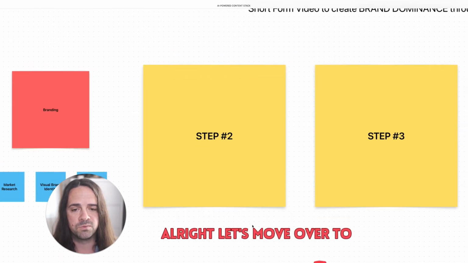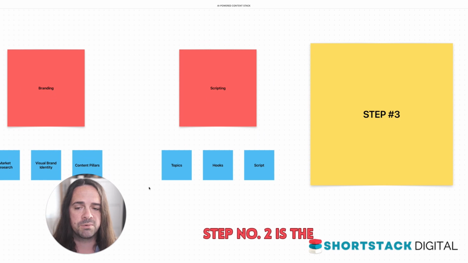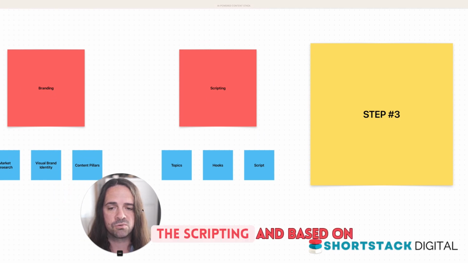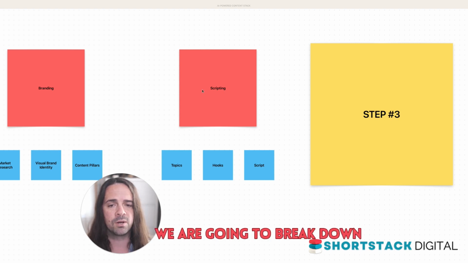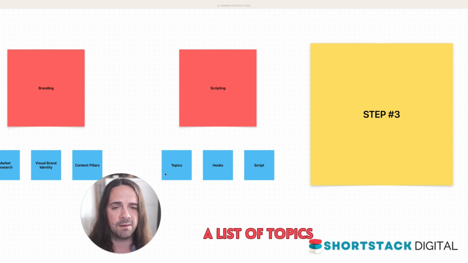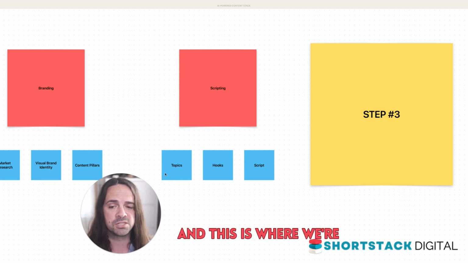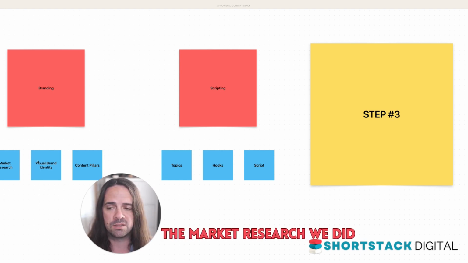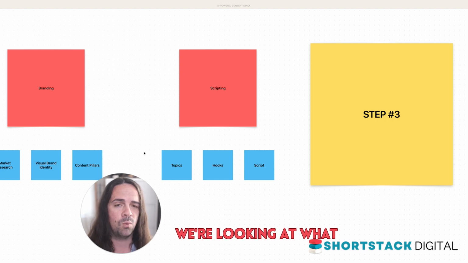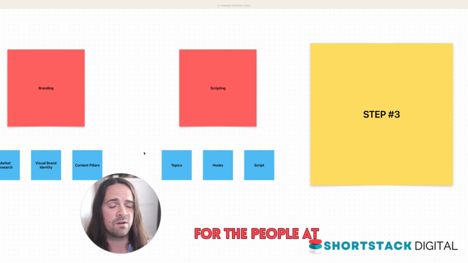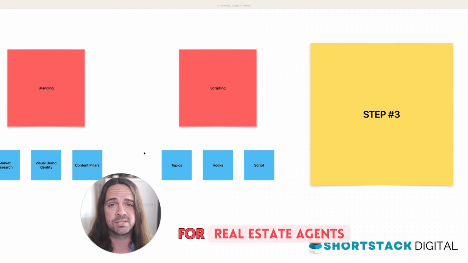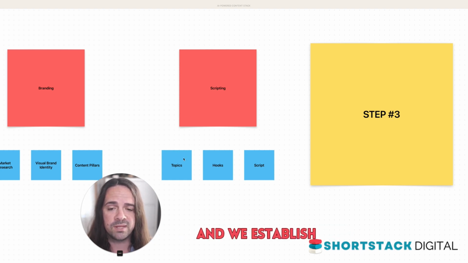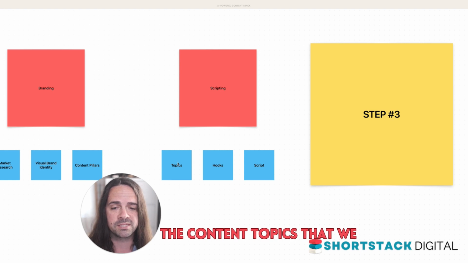All right, let's move over to step number 2. Step number 2 is the scripting. And based on your content pillars, we are going to break down a list of topics that we believe that your audience wants to hear more of, right? And this is where we're tying back into the market research we did. We're looking at what content's performing really, really well for the people at the very top of the food chain in content creation for real estate agents. So we look at that and we establish the content topics that we want to talk about.